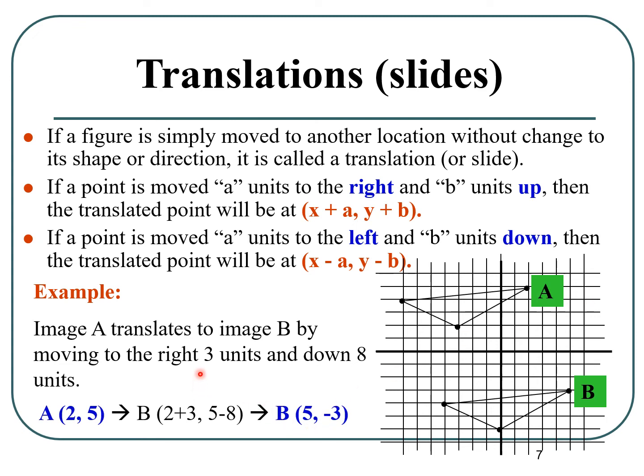Since we have 3 units to the right, it is plus 3 in your x coordinate, so 2 plus 3. Then 8 units down, so we need to subtract 8 from 5. So 2 plus 3 is equal to 5, and 5 minus 8 is equal to negative 3. Therefore, the coordinates of point B are (5, negative 3). So that is translations.